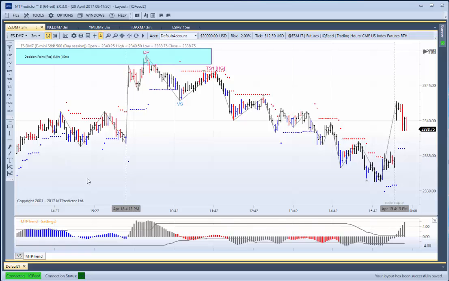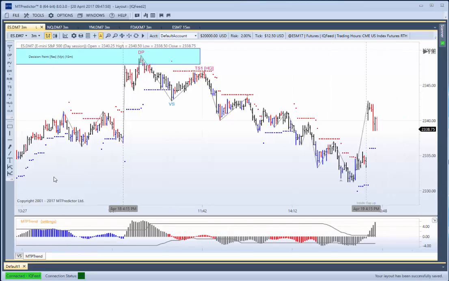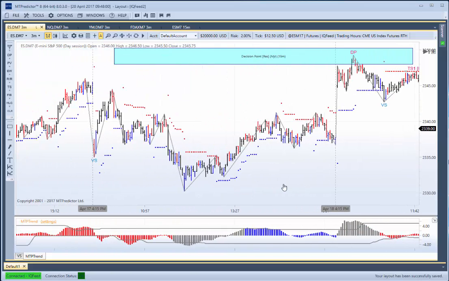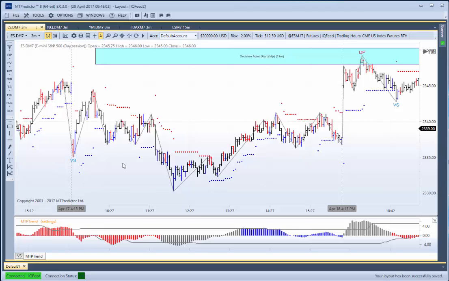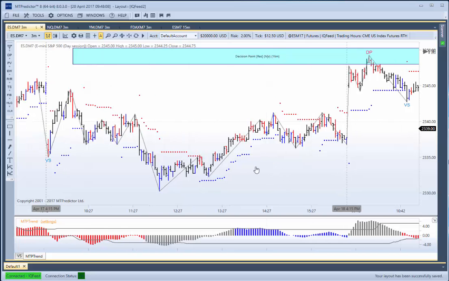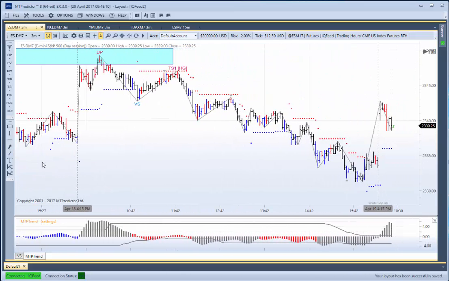Now, obviously, not all days are as good as this. Markets go in cycles. This is what we teach in our training. If I go back to the previous day, there wasn't really anything going on here where the market was unclear and the picture was chopping around. So that's why we don't have MTPredictor as a mechanical system, because we don't believe in trading all the time, because we only want to trade when the picture's clear.